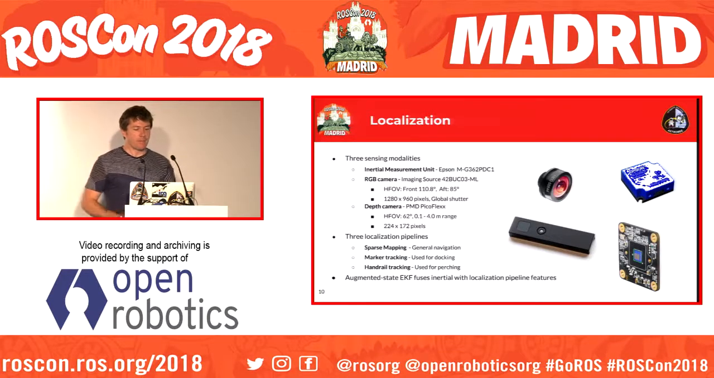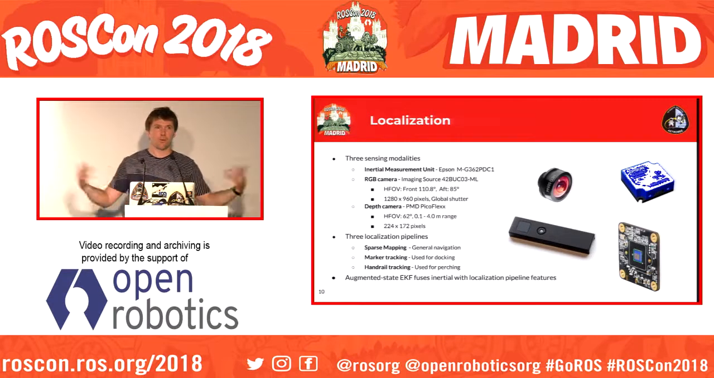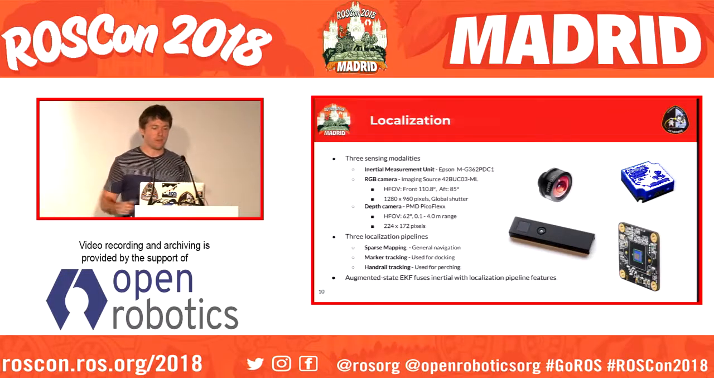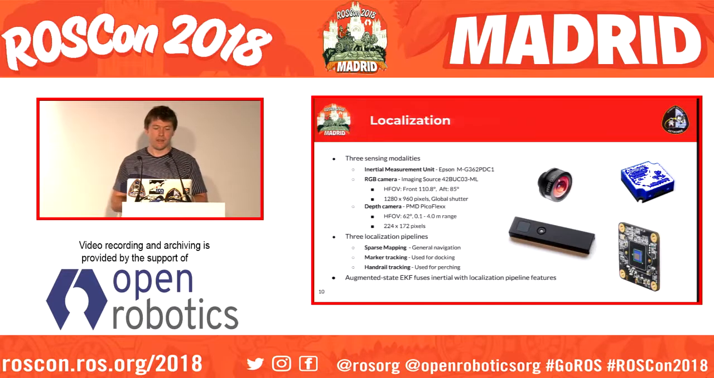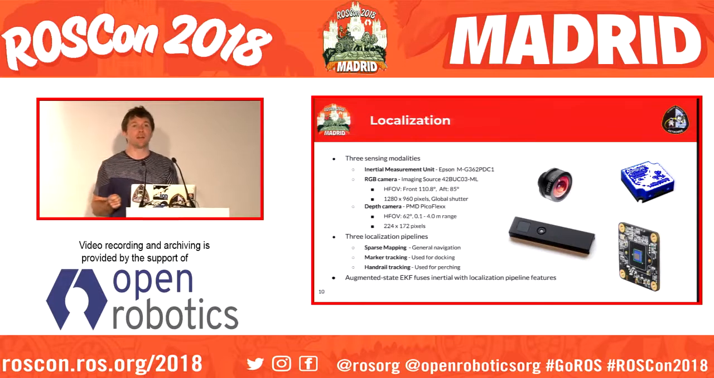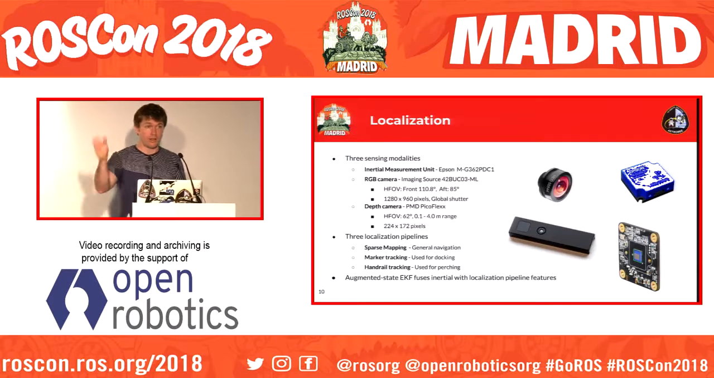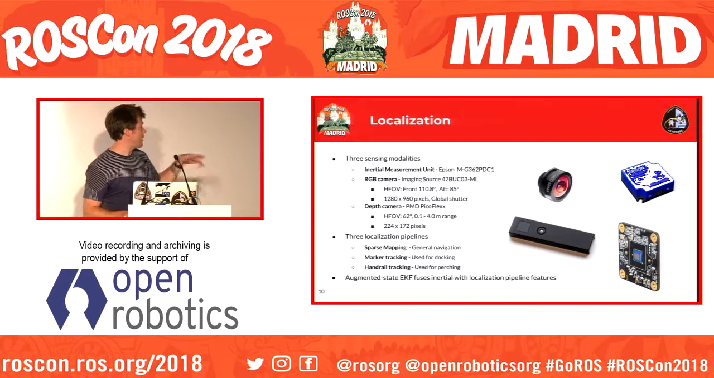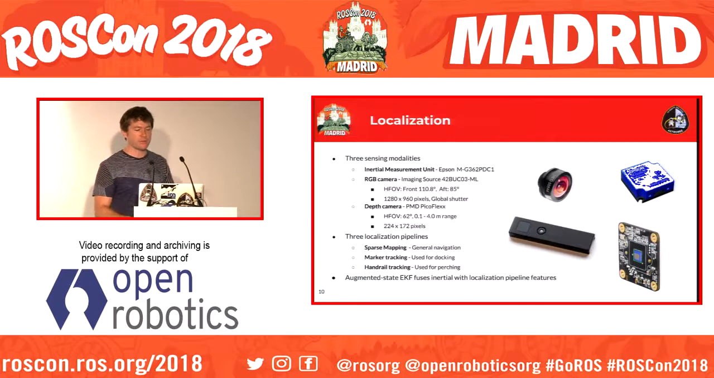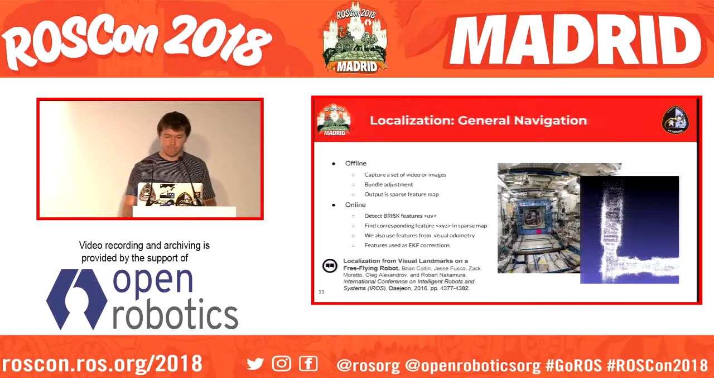Sparse mapping we use for general navigation, and it uses features from a wide-angle monocular grayscale camera. And then marker tracking is used specifically when we dock and undock. We use fiducial markers on the dock to get a higher precision. And then handrail tracking is that we track a position, or pose, of a handrail relative to us, and then we use that to perch with our perching arm. And I mentioned that the augmented state takes features and registration pulses from those three pipelines and then fuses them cleanly with the inertial data to give us a state estimate.